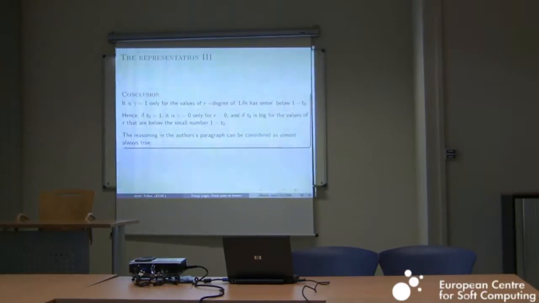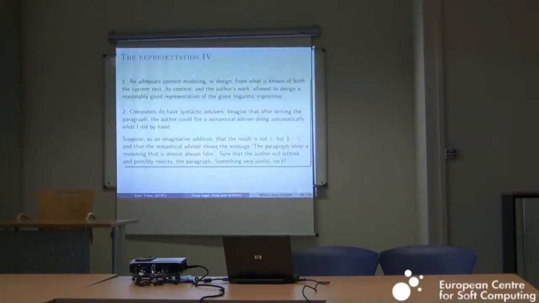Then, gamma is 1 only for the values below this one. Fine. If this is 0, then conclusion: the reasoning is almost always true. Then, an adequate context modeling or design allows us to design a reasonably good representation of the given linguistic statement.